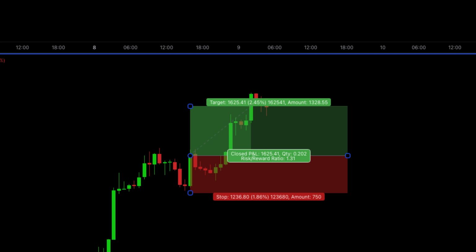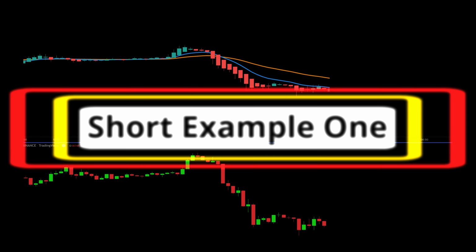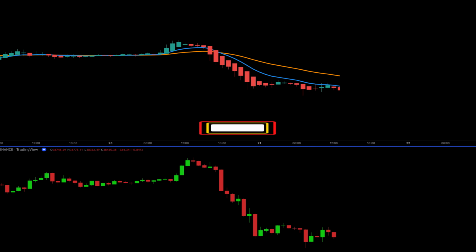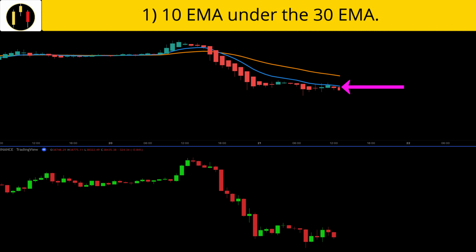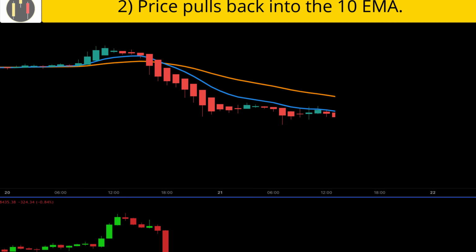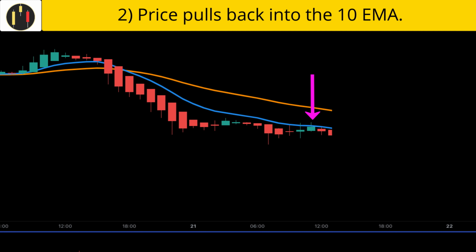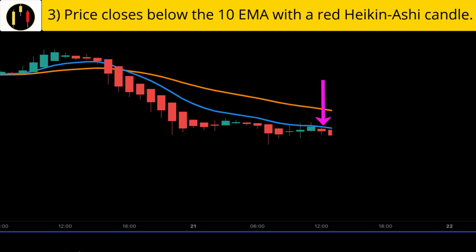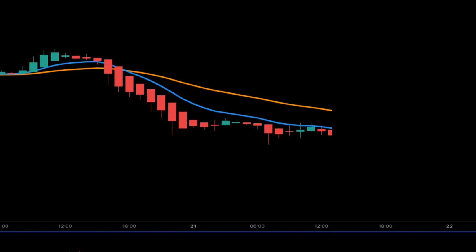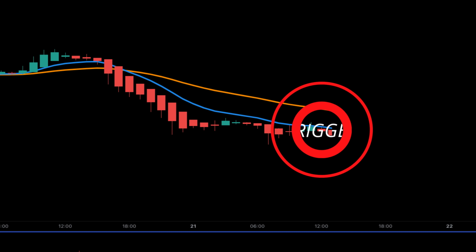And now we flip to shorts. This is what I will test for shorts. First, the 10 exponential moving average in blue must be under the 30 EMA in orange. Then price must pull back into the 10 EMA. Finally, price must close below the 10 EMA with a red Heikin-Ashi candle. All of that happens on this candle.